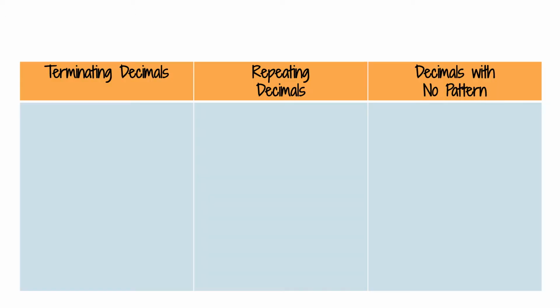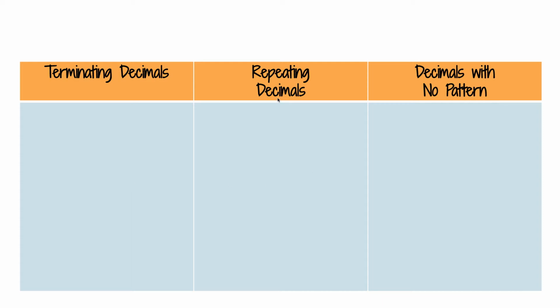You need a calculator, so if you don't have one, pause the video and go get one. I am going to give you 12 values. You need to change those 12 values into decimals and place them in the column that they fit with. For example, if when you change the value to a decimal, the decimal stops, it terminates, you're going to place the original value and the decimal in the first column.